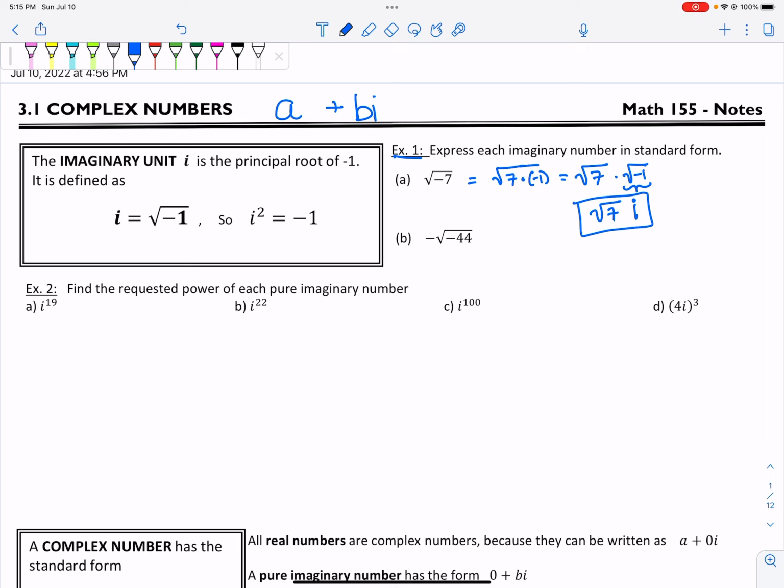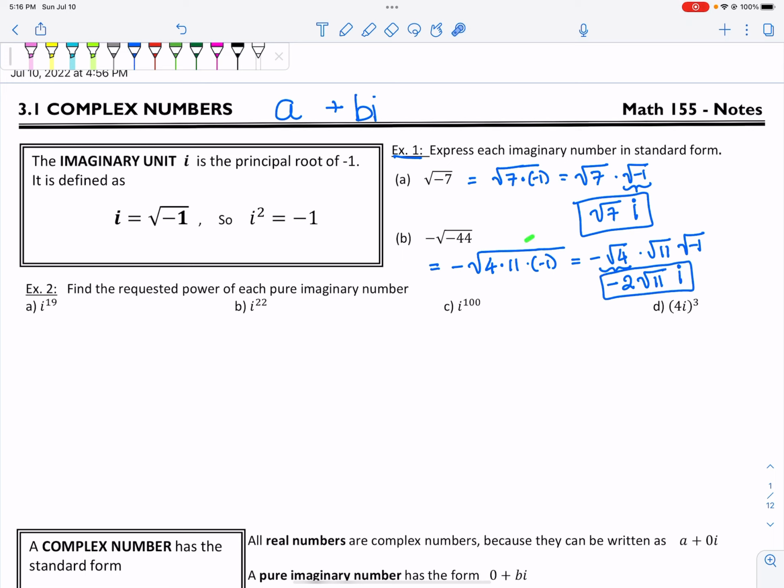Next, part B, we have negative square root of -44. We can rewrite this as negative the square root of 4 times 11 times -1. Positive times negative is going to give us the negative. Then we can rewrite this as negative square root of 4 times square root of 11 times square root of -1. And this reduces to -2 times the square root of 11 i.